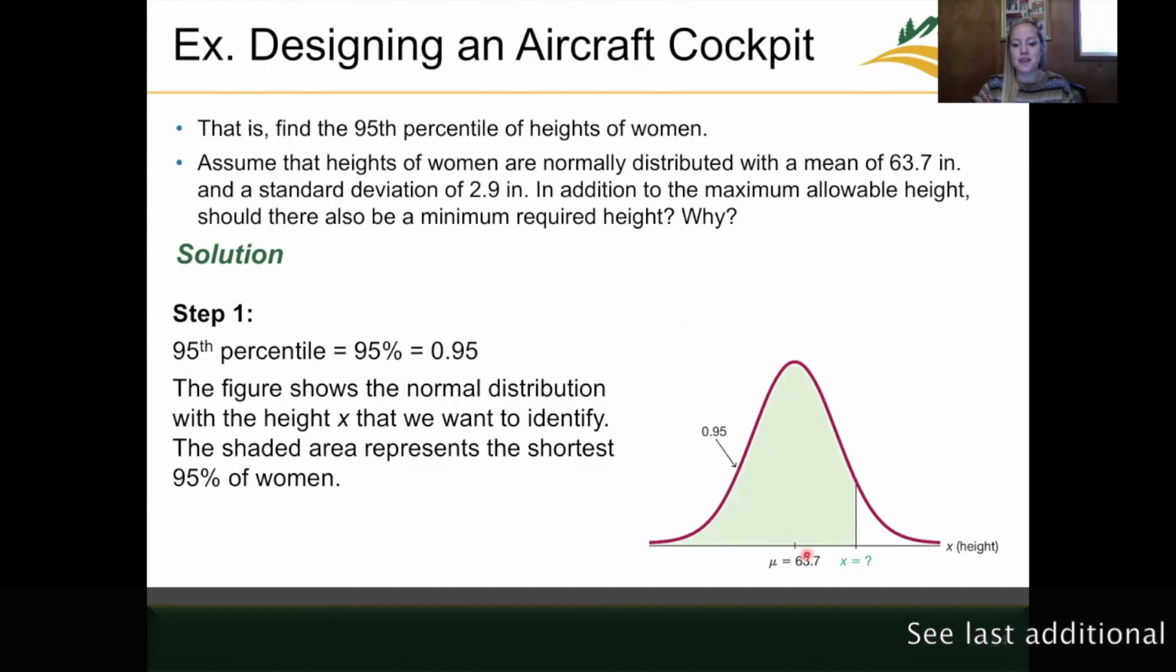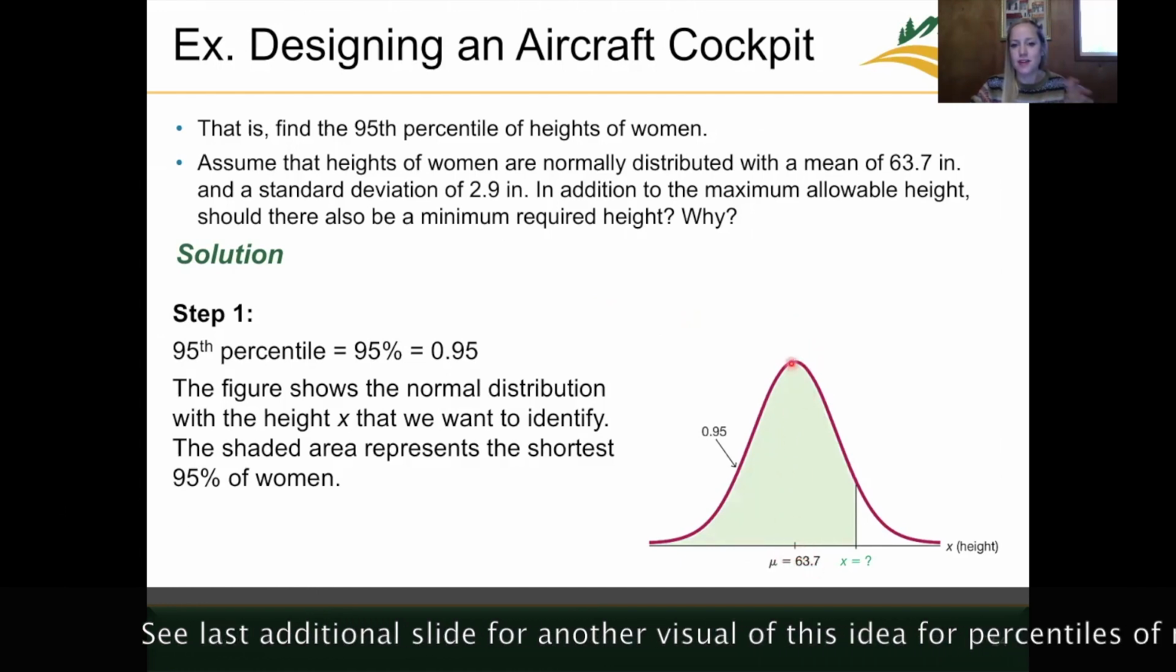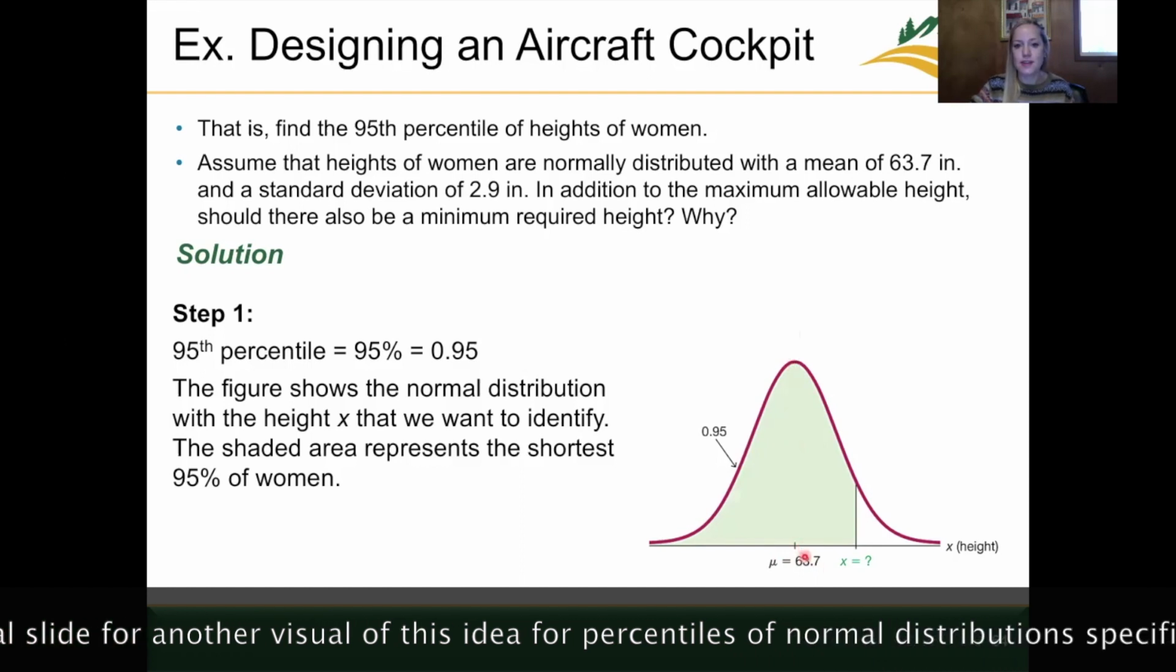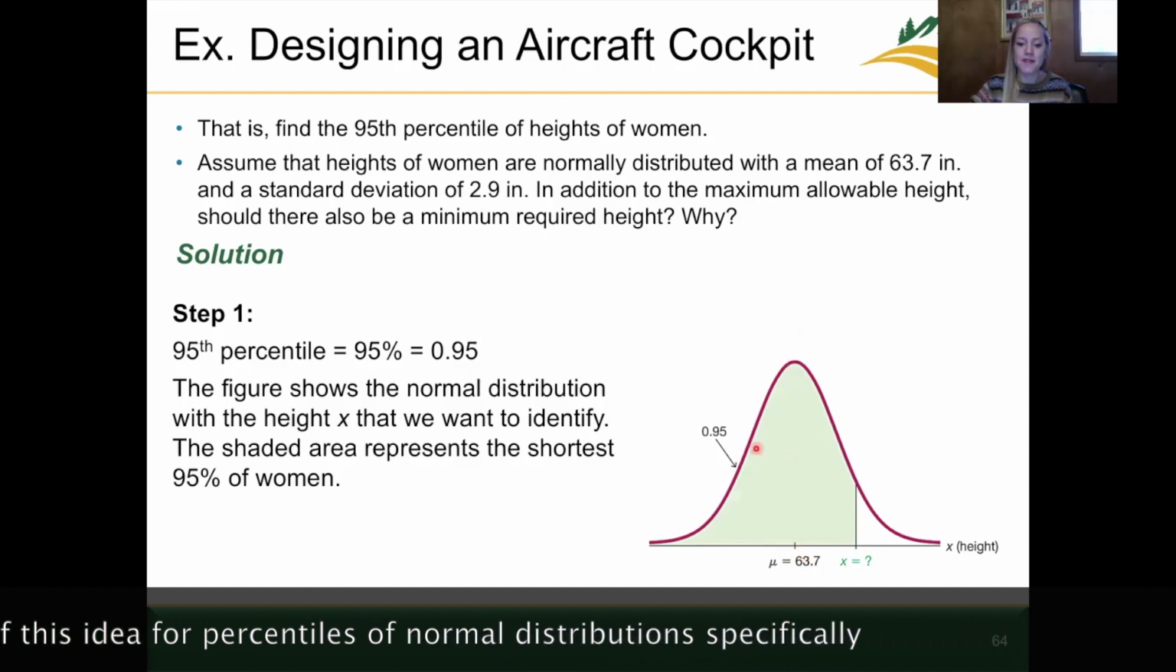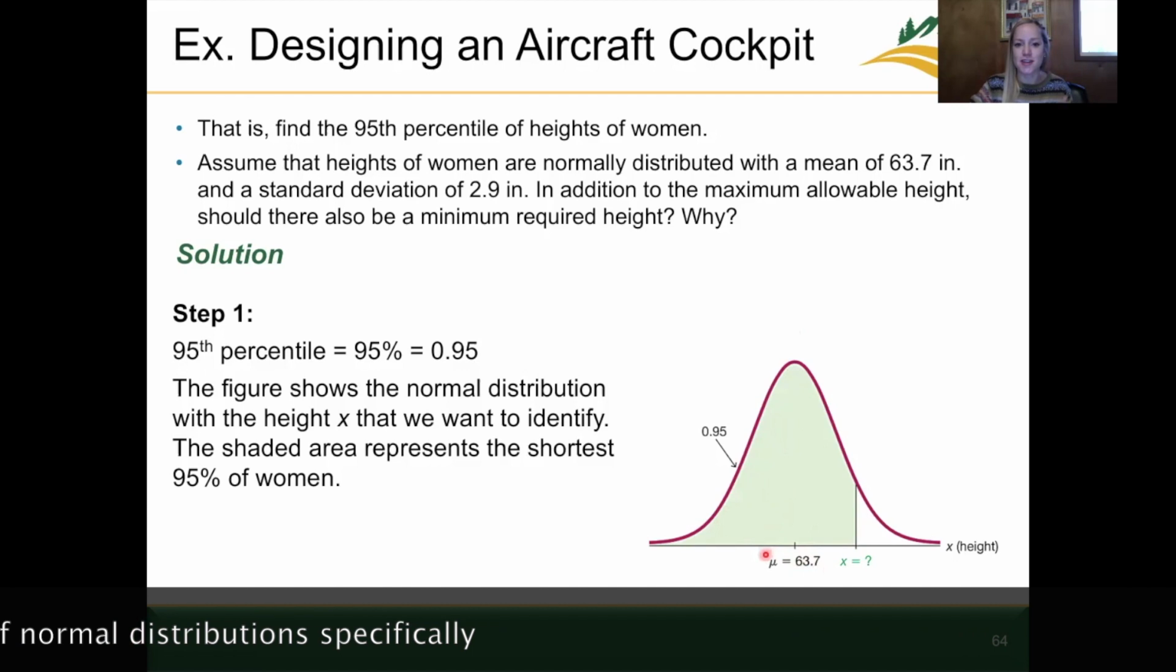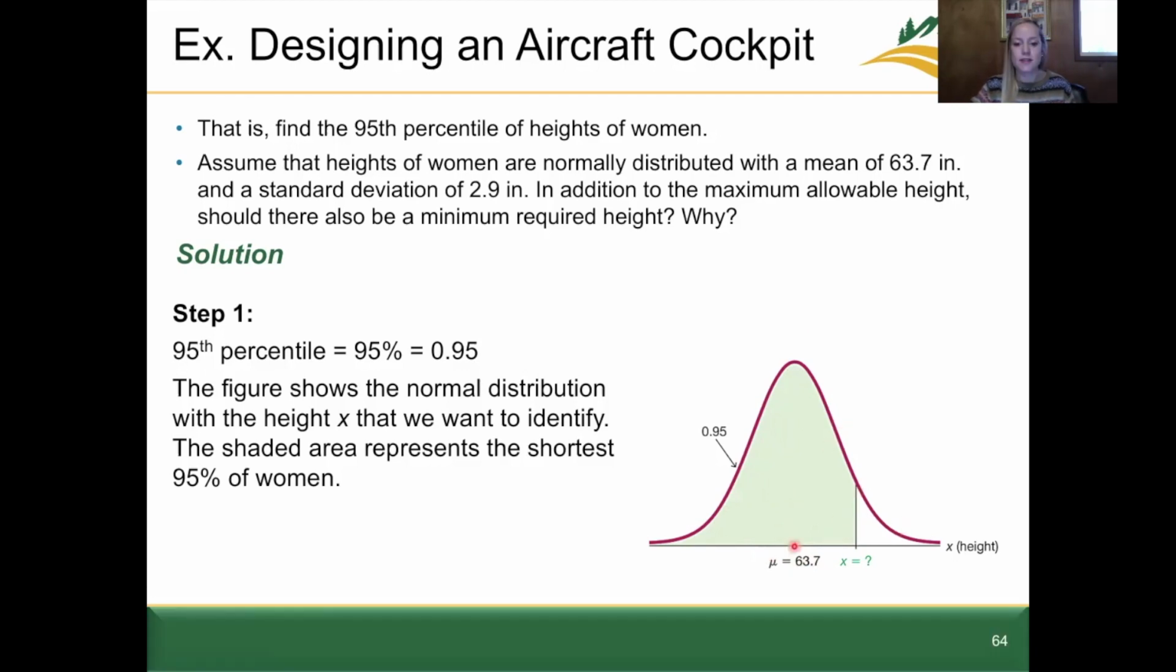Recall that our mean, or 63.7, is going to fall right here in the middle of the normal distribution. This mean then is where 50% of this curve is shaded to the left and 50% of the curve is shaded to the right. So it makes sense with the percentile of 0.95, where 95% of the curve is shaded. That's going to be equivalent to a value that's greater than the mean.